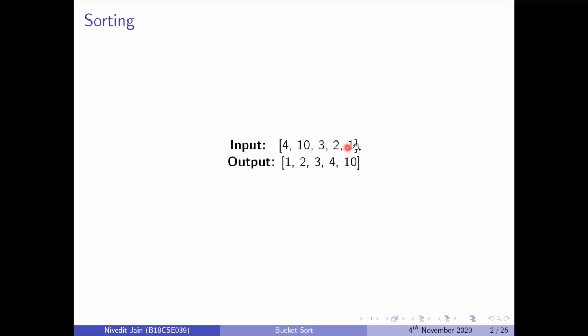So what is sorting? Basically, you are given an input array of numbers and you want to arrange them in ascending or descending or any sort of ordering, but for now we are considering only ascending ordering.